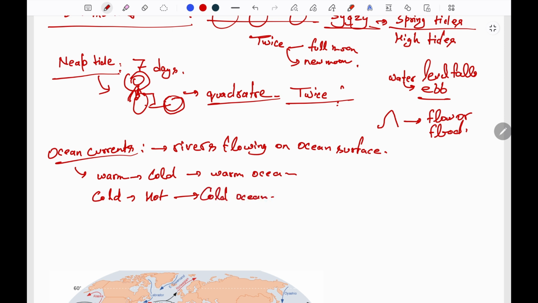Generally, it can be said that if a current is moving from the equator towards the pole, then it will be known as a warm ocean current, and if it is moving from the poles toward the equator, it will be known as a cold ocean current.